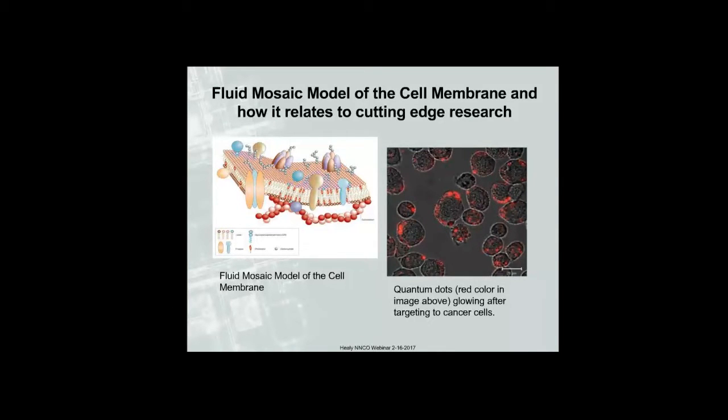Researchers are using the fluid mosaic model of the cell membrane to determine how we can get things across the cell membrane, such as quantum dots. And here's an excellent one where they have put something on the outside of this quantum dot that allows it to enter into the cancer cells and therefore targeting treatment. So they can shine light onto these quantum dots, which then would emit light and kill the cells.